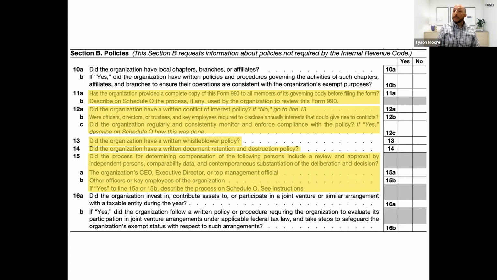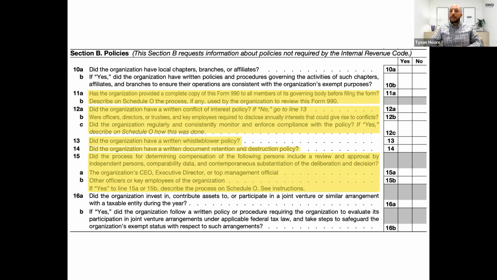11B describes the process and describes how you would do that. And even if you answer no, that you don't make this available to all your board members prior to filing, it's still good to describe the process. So for example, maybe your entire board doesn't review it, but let's say your finance committee reviews your 990, or your CFO and your executive director review it. That's fine, but I think you should note that here so the IRS and the reader can see that even though the entire board doesn't look at it, you still have somebody looking at it before it's filed.